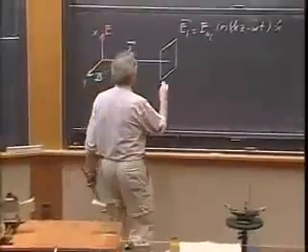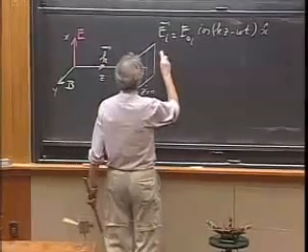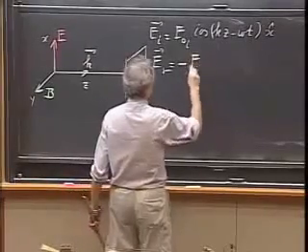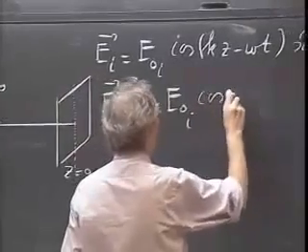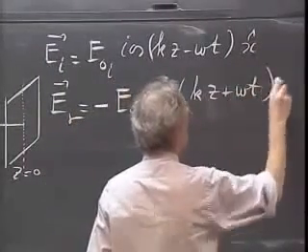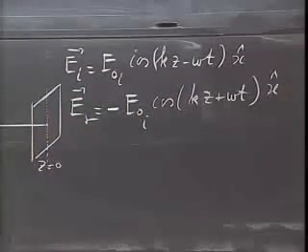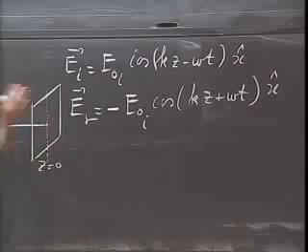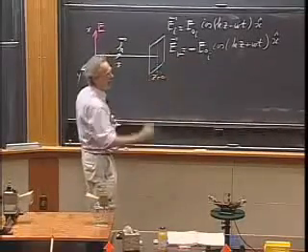So if I just call this location, for convenience, z equals 0, then the reflected wave must be minus E0I, that is, the mountain becomes a valley, and then it moves in the opposite direction, so you get kz plus omega t in the x direction. And you will see that the sum of these two, at any moment in time, will make the E vector right here in this entire plane, which is infinitely large, 0. And that's the boundary condition that we have to meet.